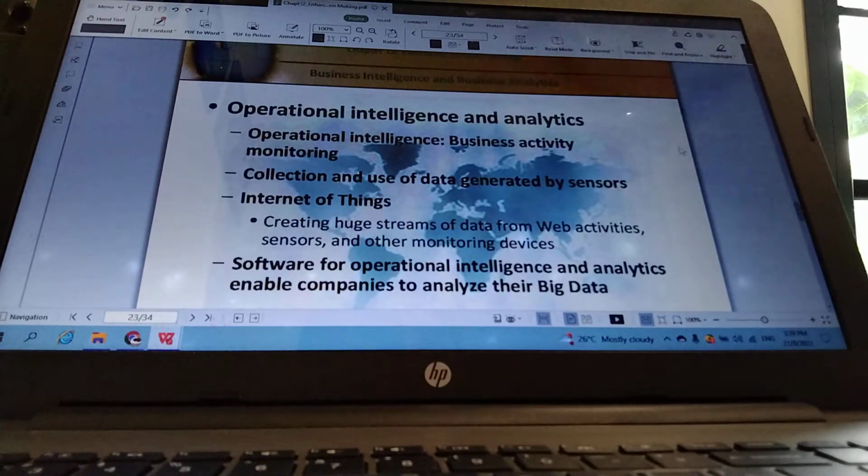so that we can do some kind of monitoring, identifying and monitoring what operational intelligence is required within your firm, so that it can be programmed and included into the BI system for activity monitoring purposes, and how this activity can be automated so that either routine or standard output or some smart output can be generated moving forward. Collection and use of data generated by sensors, for example.